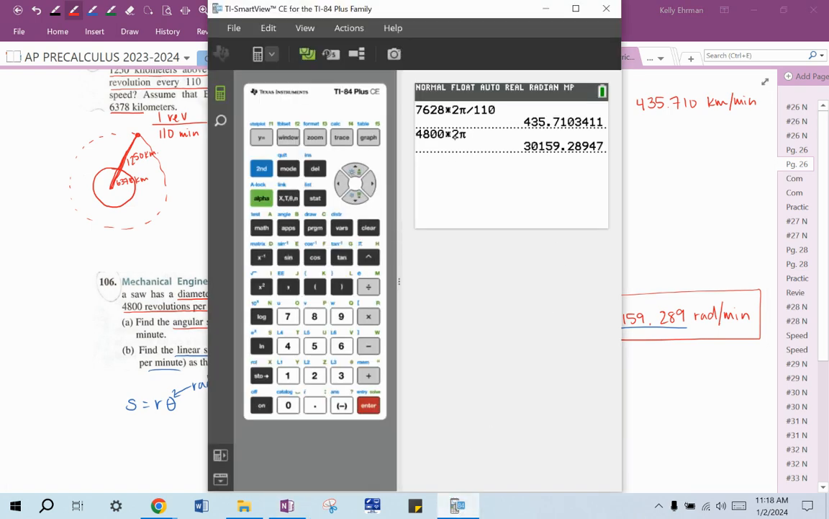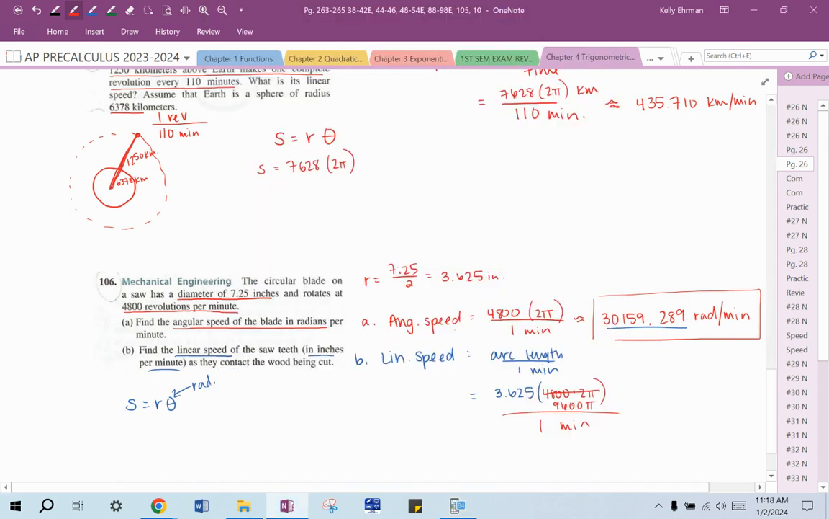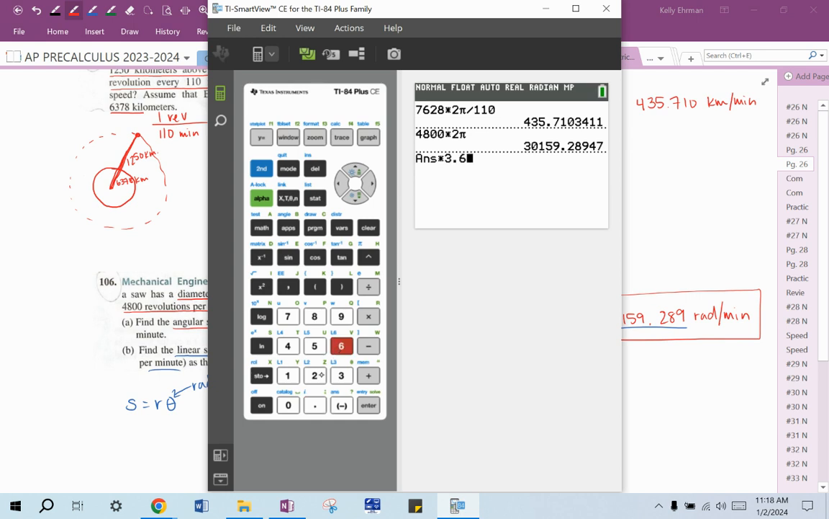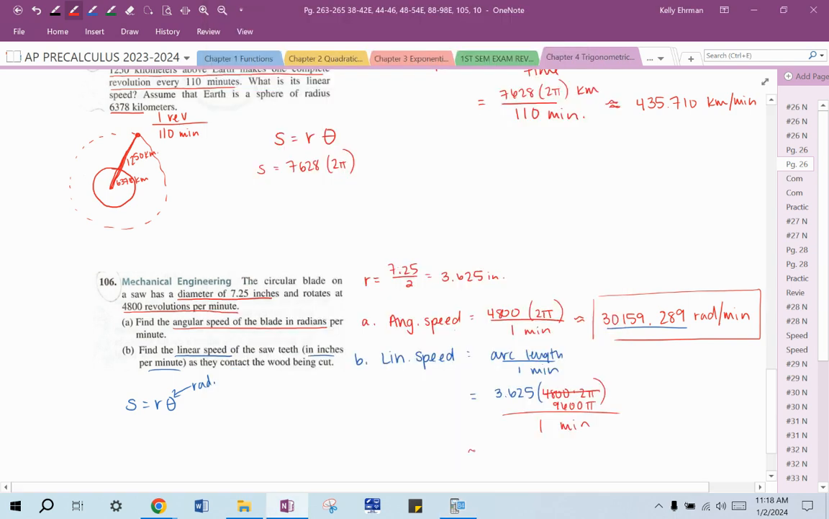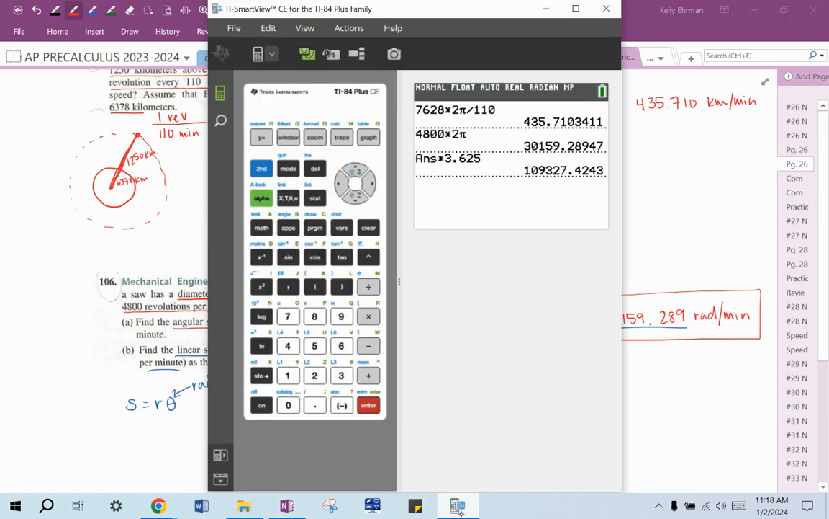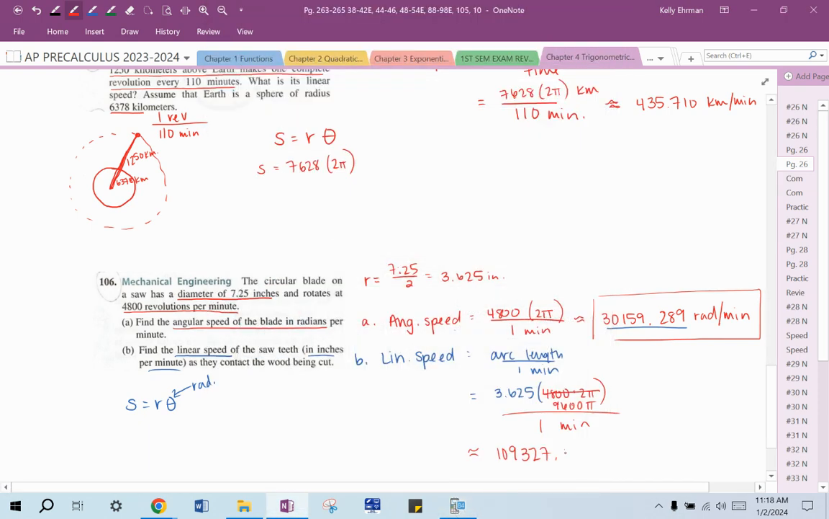All right, so this is 4,800 times 2 pi. So I just need to multiply this by 3.625. And we get 109,327.424. And because I hate to round off that little 3, I'm just going to write it down. 4243. And what is this measured in? Linear speed is arc length. Arc length matches radius. Radius was inches per minute.